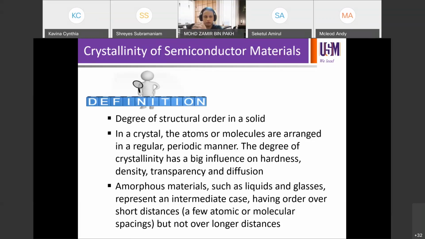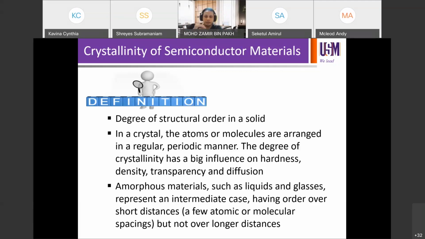We're going to see later on, in a crystal, the atoms or molecules are arranged in a regular periodic manner. The crystallinity of the material has a big influence on the hardness, density, transparency, diffusion, and other properties as well: morphological properties, optical properties, electrical properties, in fact thermal properties as well, all depend on the crystallinity of the material. So we have amorphous, polycrystalline or multicrystalline in some cases, and monocrystalline or single crystal. So we have 3 different groups if we talk about the crystallinity of the material.